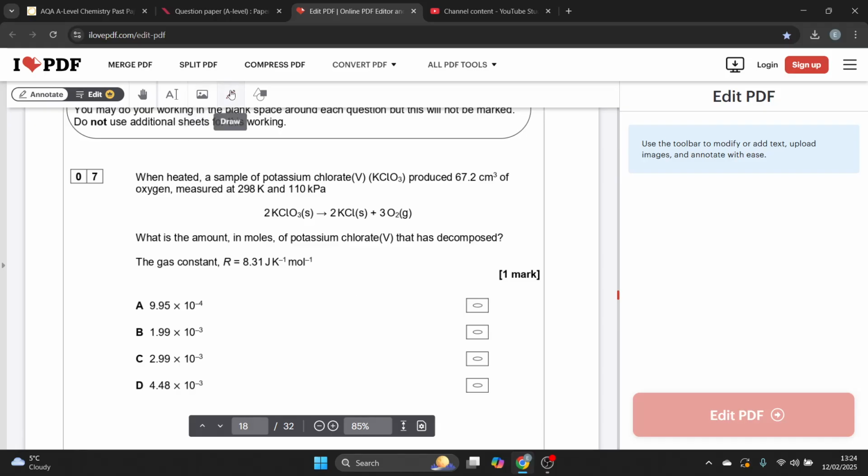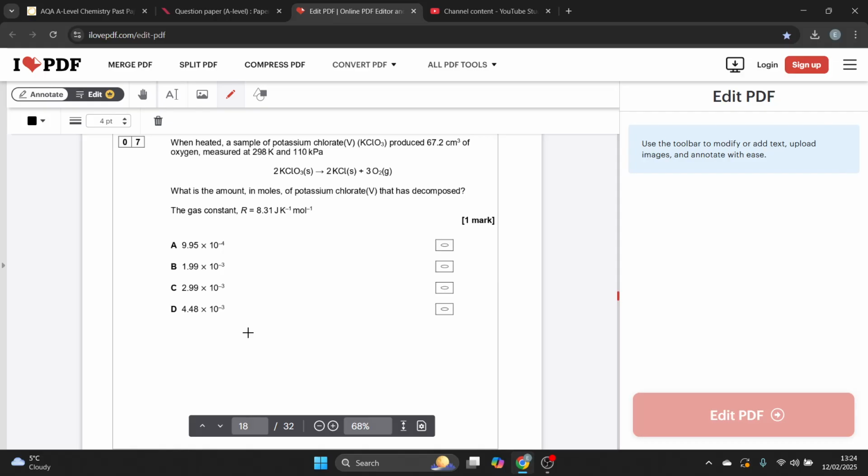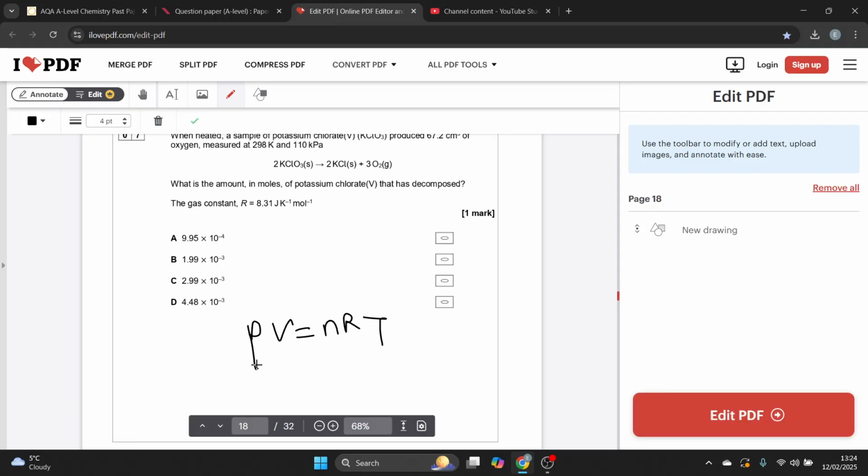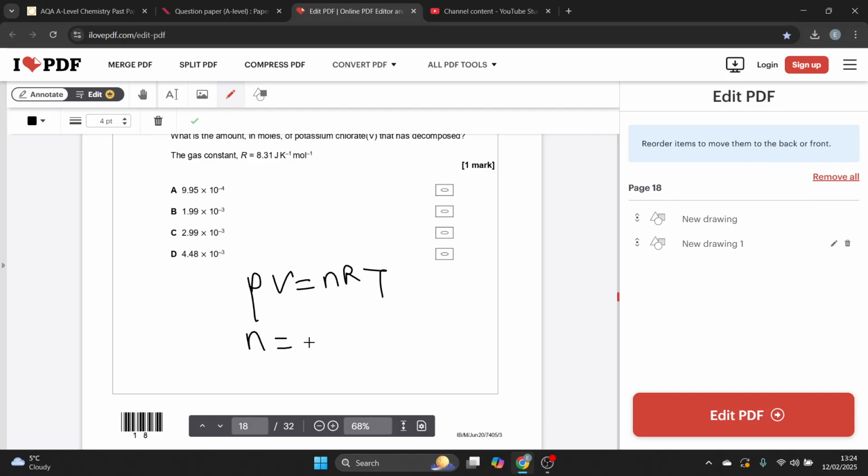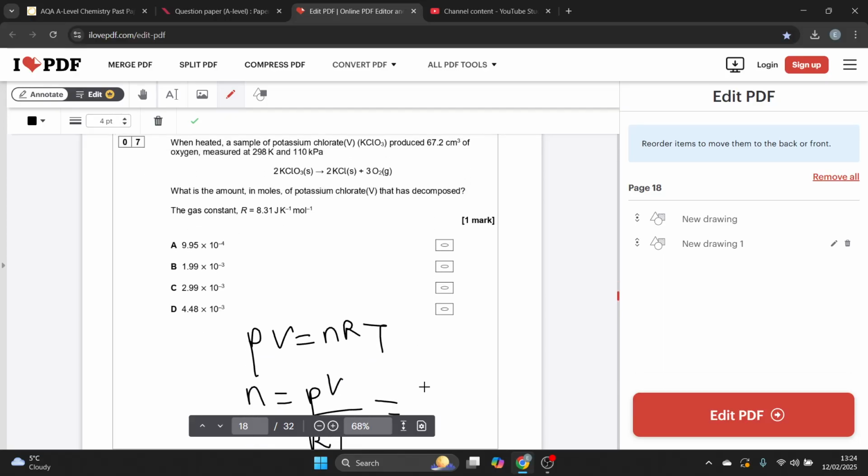Question 7. When heated, a sample of potassium chlorate produced this much oxygen. What was the amount of moles of potassium chlorate that decomposed? So, first thing I would do is use PV equals nRT, the ideal gas equation. Therefore n equals PV divided by RT, which is pressure, 1000 times the volume.